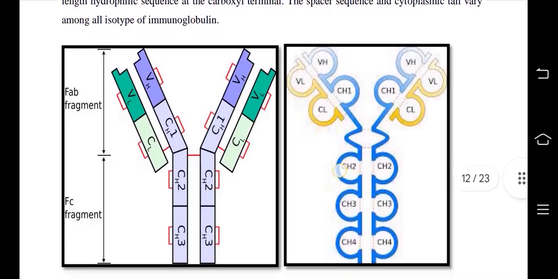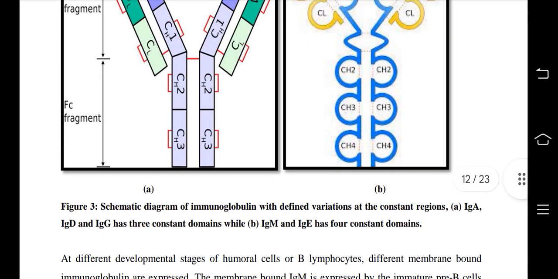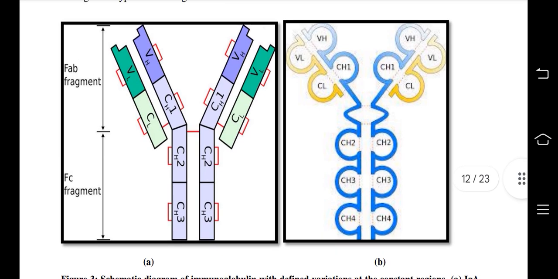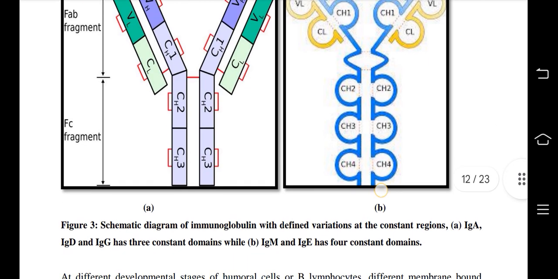Fab fragment, Fc fragment. VL, VH, CL, CH1. Then VH, VL, CH1, CL, CH2, CH2, CH3, CH3. Variable region, variable heavy chain, variable light chain, CL, CH1, like that.